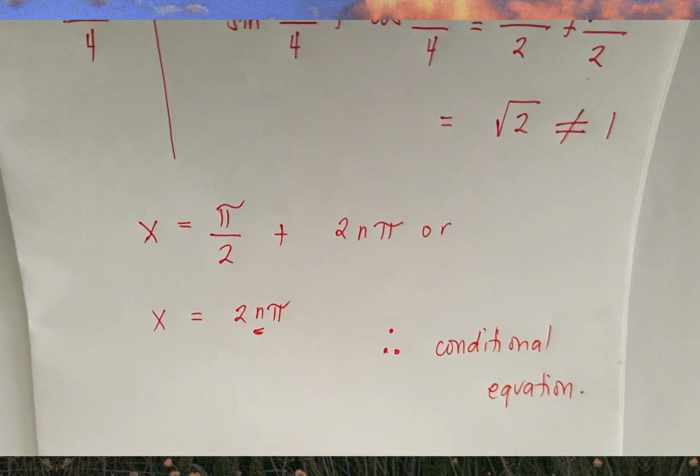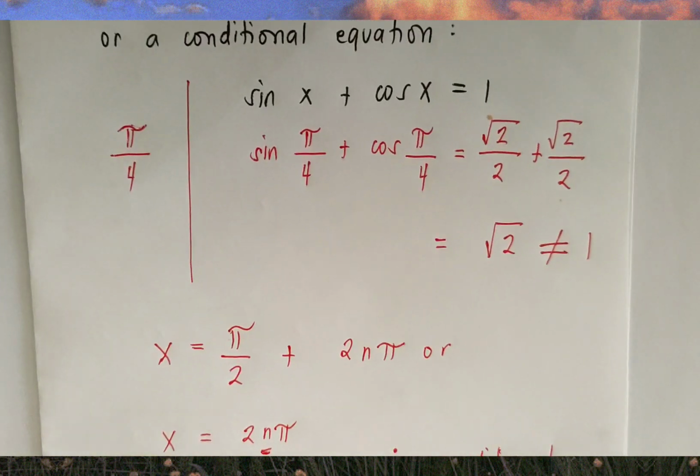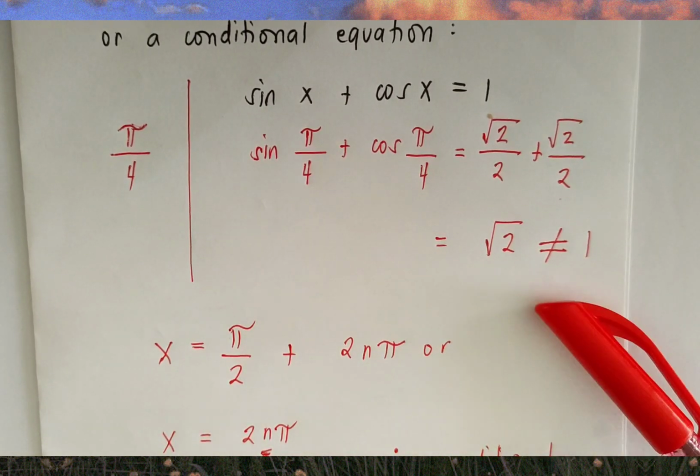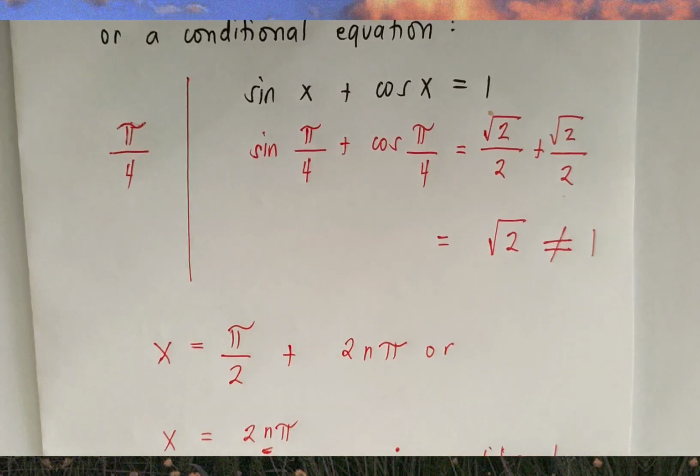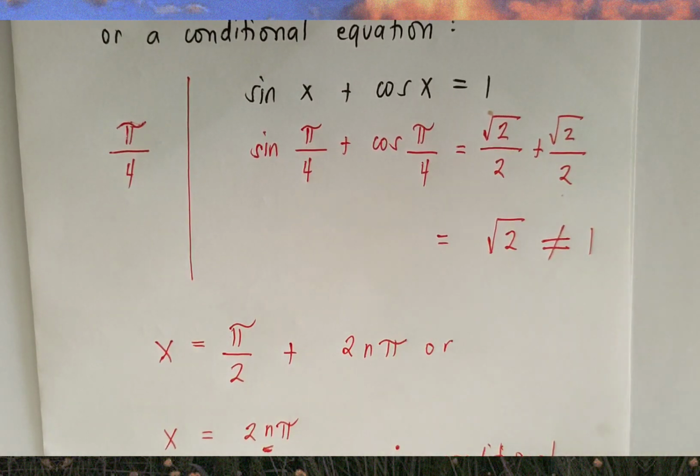I repeat, if one equation is an identity, then that should be true for all values of x in the domain. If the domain of both sides is the set of real numbers, and as we substituted pi over 4, which is a real number, we come up with this answer. Then we conclude that this is not an identity. Therefore, this is a conditional equation.